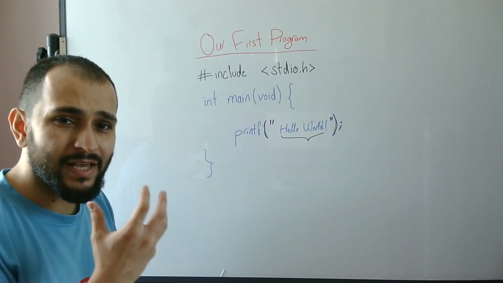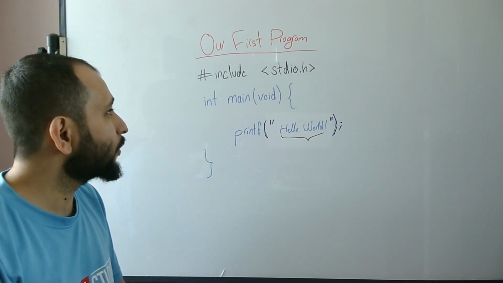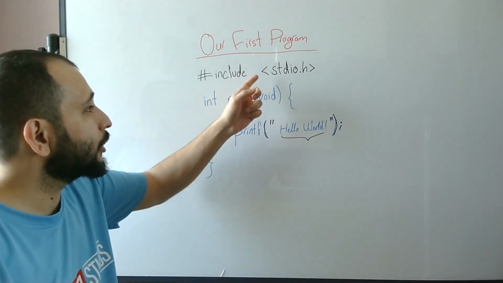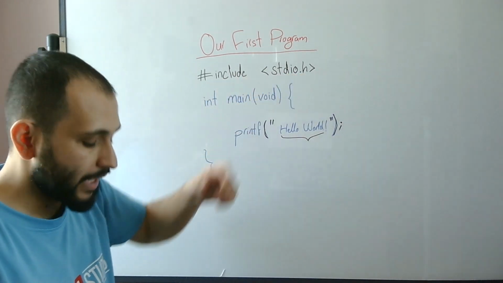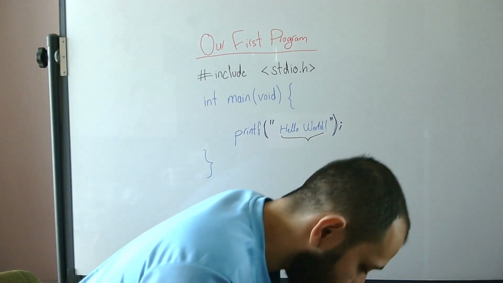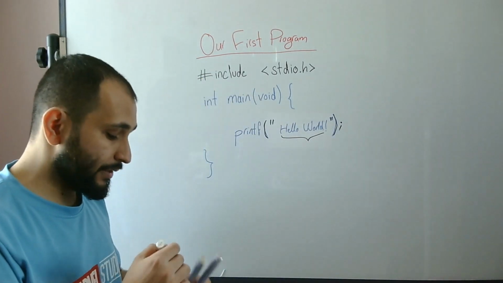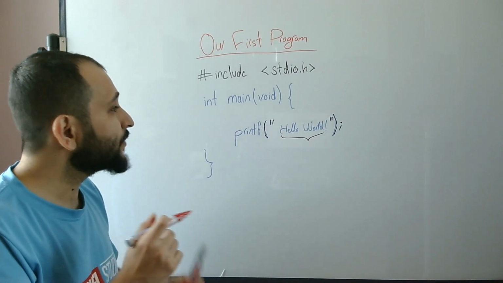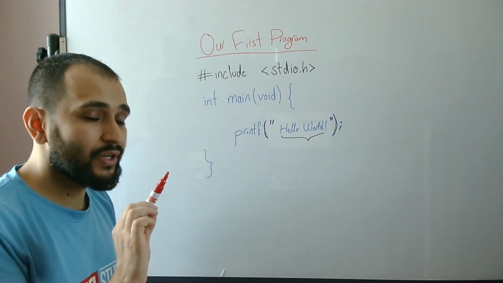Now in this episode I want to talk exclusively about this line of code, the hash include stdio.h, and we said that this line of code is called the preprocessor directive. So let me write it down in here. It's called preprocessor directive.